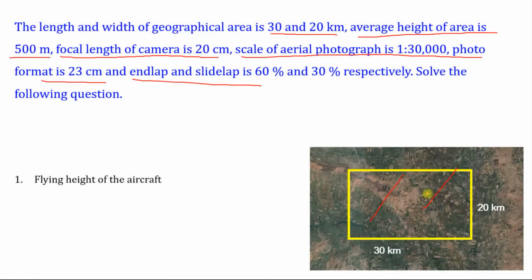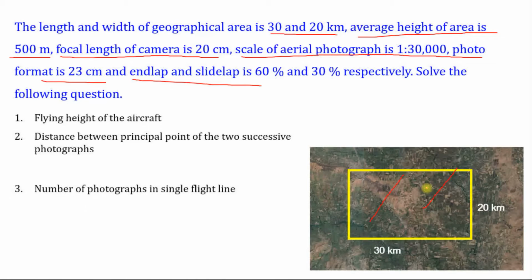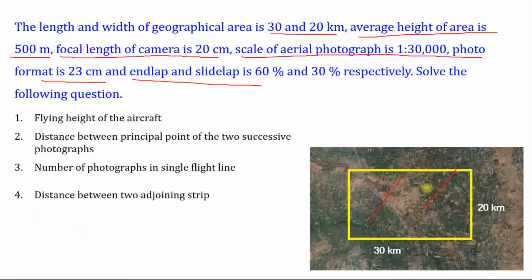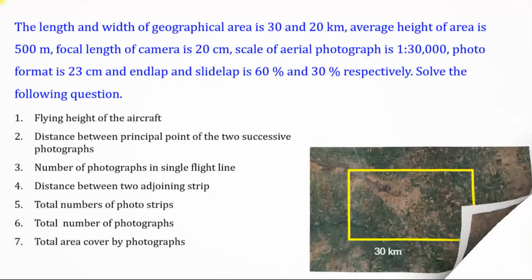First, flying height of the aircraft. Second, distance between principal points of two successive photographs. Third, number of photographs in a single flight line. Fourth, distance between two adjoining strips. Fifth, total number of photo strips. Sixth, total number of photographs. Seventh, total area covered by photographs. These are the 7 questions in this example.